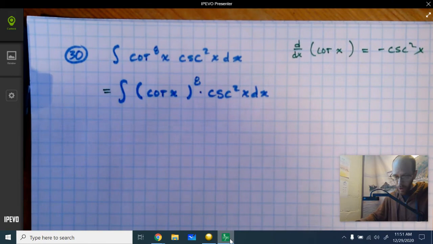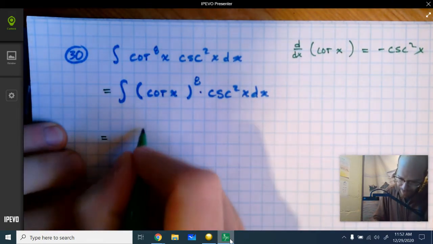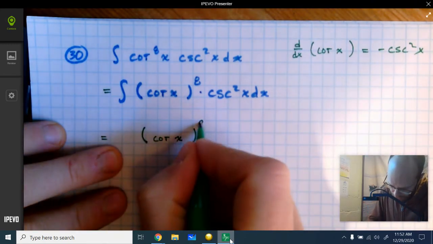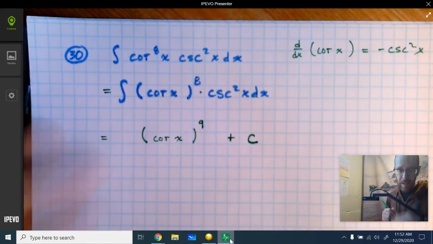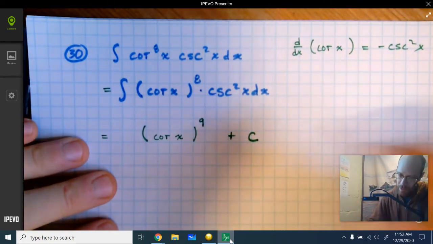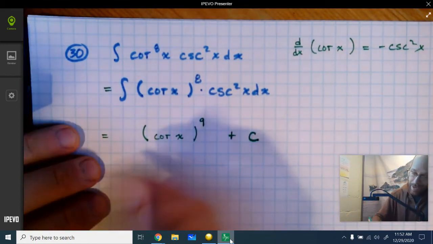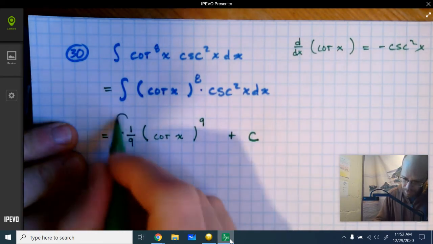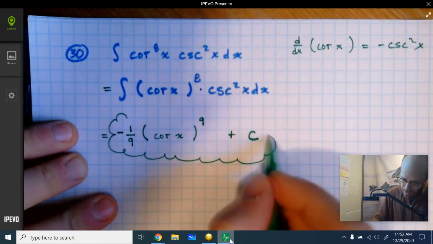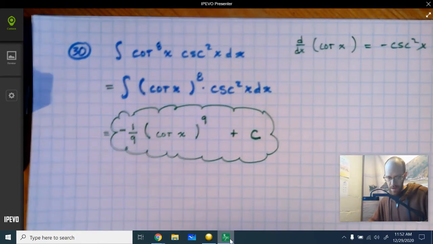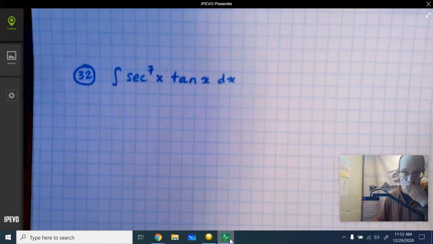Okay, so this one's like a chain rule. When you make your guess, you're going to say cotangent x to the ninth plus c. I'm going to tell you that when you actually take the derivative, you're going to notice a couple of things. You're going to notice you need to divide by a 9 and you need a negative. So we're going to throw a negative 1/9 right here. So that one's pretty straightforward. I did that one to impress upon you how this one right here is a little bit trickier.